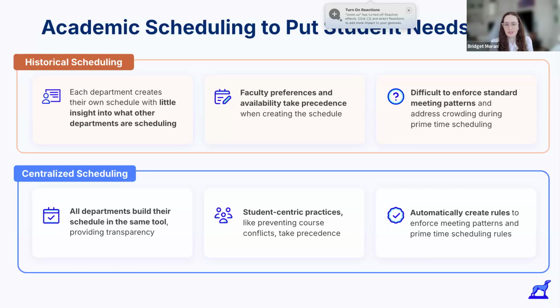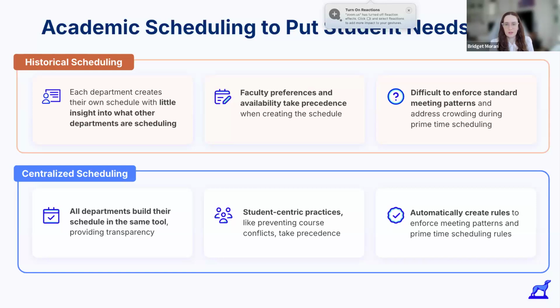So the first thing I wanted to call out here is that departments often have little insight into what other courses other departments are offering and when they're being scheduled. And because of this lack of transparency, we see that oftentimes conflicts are occurring, or a very high percentage of your courses are being scheduled just during those short amount of prime time hours.